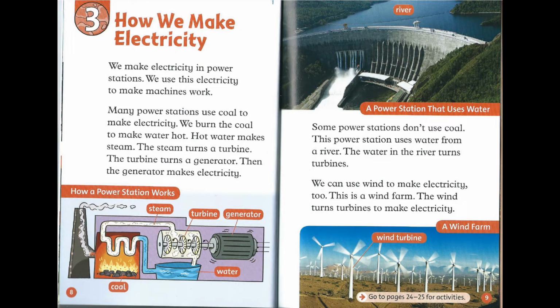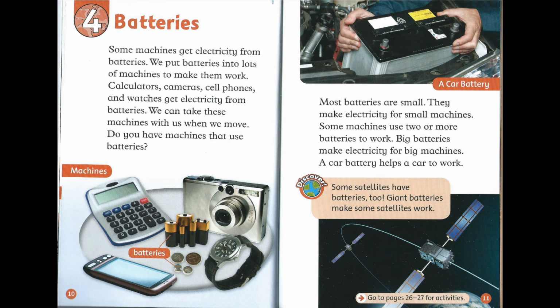Chapter 4. Batteries. Some machines get electricity from batteries. We put batteries into lots of machines to make them work. Calculators, cameras, cell phones, and watches get electricity from batteries. We can take these machines with us when we move. Do you have machines that use batteries?